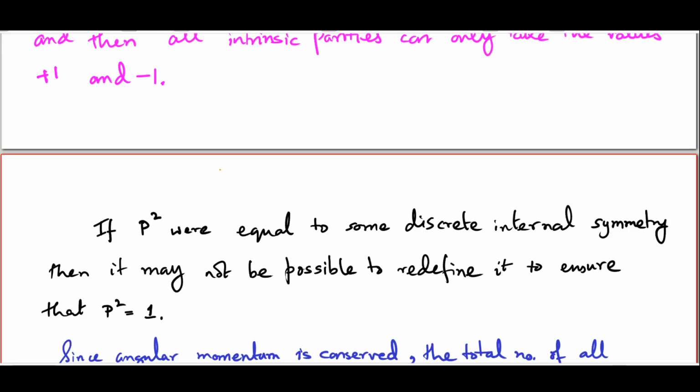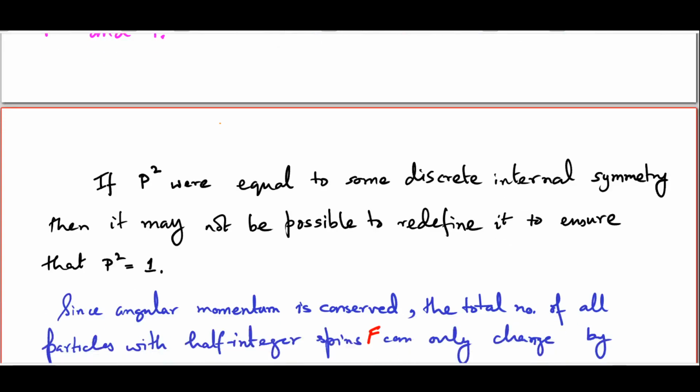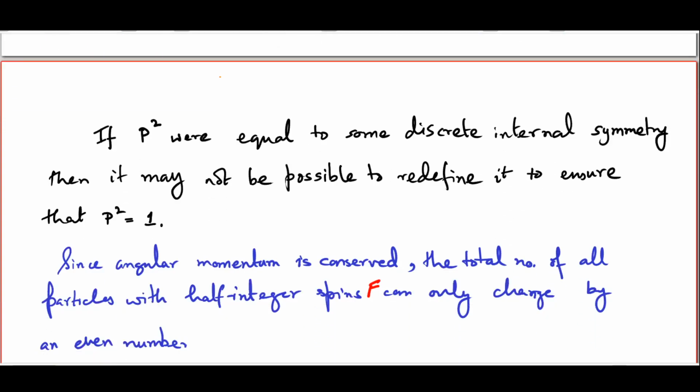Now notice that a possible such situation can arise in particle physics. At least no fundamental rule that we know rules this out. And the possibility is as follows. Since angular momentum is a conserved quantity, F, the total number of particles with half-integer spin can only change by an even number in a reaction.